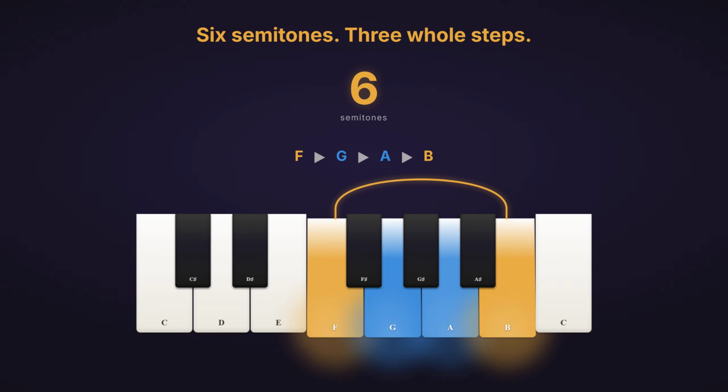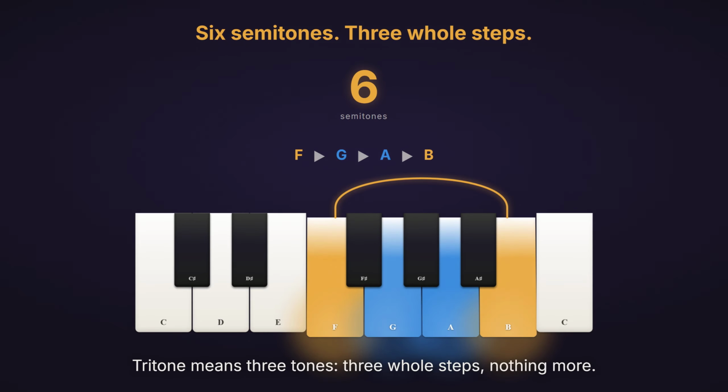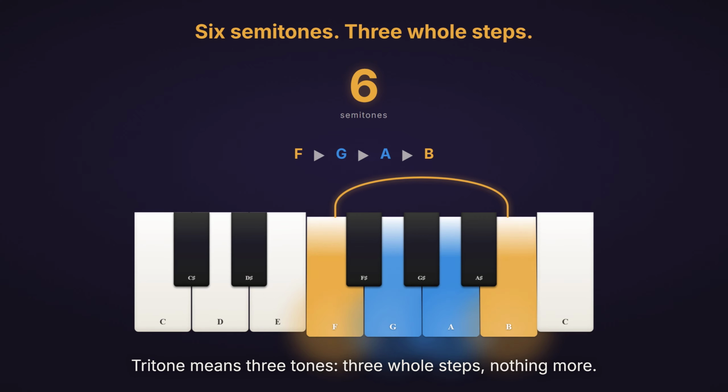That is the sound your ear refuses to settle on, and now you can see exactly how wide the gap is. 6 semitones. 3 whole steps. The name tritone literally means 3 tones, 3 whole steps, and that is all it has ever meant. But the number 6 is doing something special inside the octave, and that is where the strangeness really comes from.